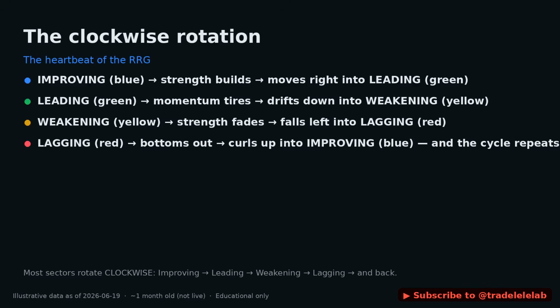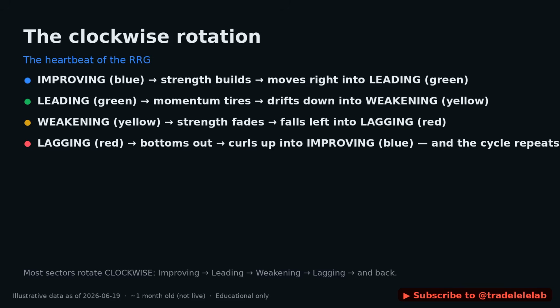Here is the single most important idea in this whole video: rotation. Sectors do not jump around randomly. Most of the time, they rotate in a clockwise direction. A sector usually starts in the blue improving quadrant. As its strength builds, it moves to the right into the green leading quadrant. Then, as its momentum begins to tire, it drifts downward into the yellow weakening quadrant.